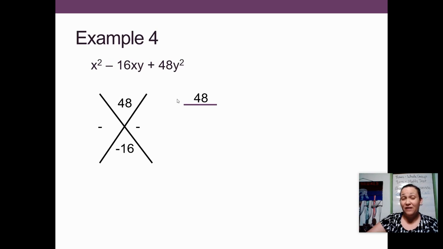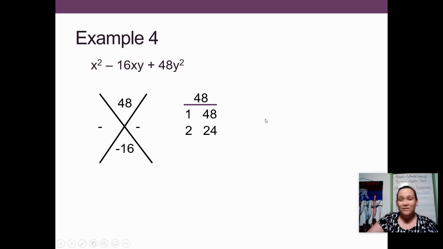If you can't figure it out off the top of your head, go ahead and make that list. Sometimes we can figure it out super fast, but sometimes we can't, so the list can help. We can start with 1 and 48, but 1 plus 48 is 49, super not 16. Next is 2 and 24, and 2 plus 24 is 26. So we're getting closer, right? We were at 49, now we're at 26.